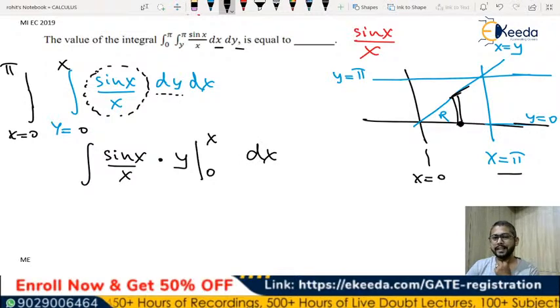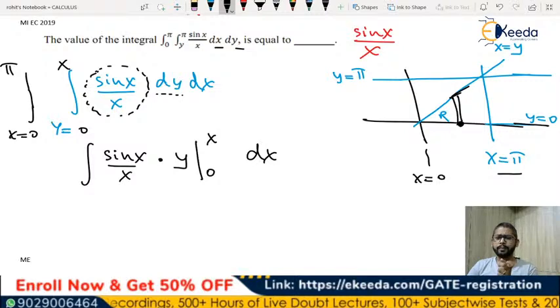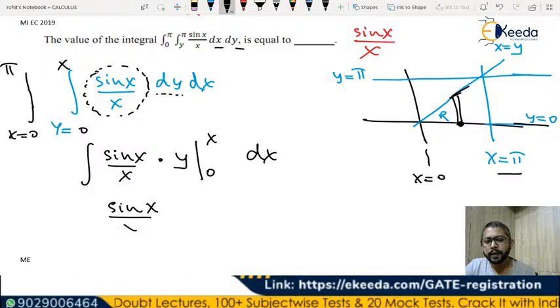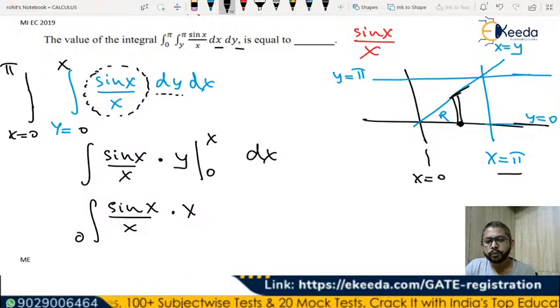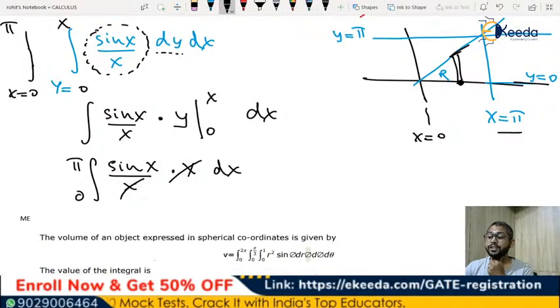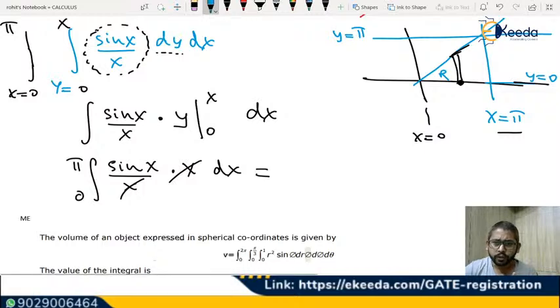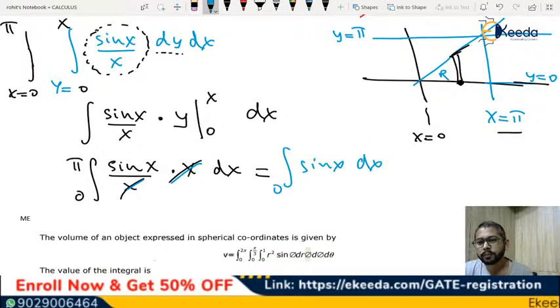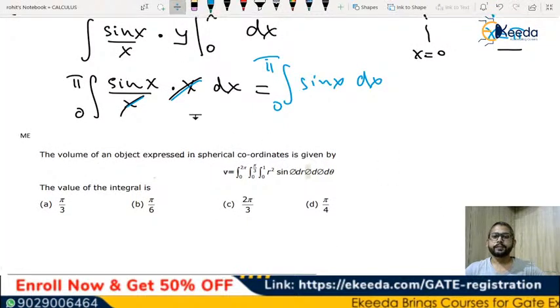Putting limits, y equal to 0 will become 0 and y equal to x becomes x. So sin x by x into x, integration from 0 to pi dx. Do you see this x and this x get cancelled, and the answer is not 1, it's 2. Both the x are getting cancelled here. So you are left with integration of sin x dx from 0 to pi. Of course you can do this.